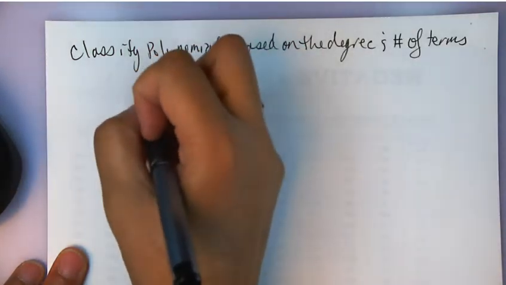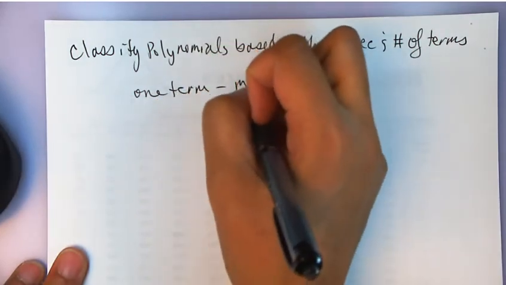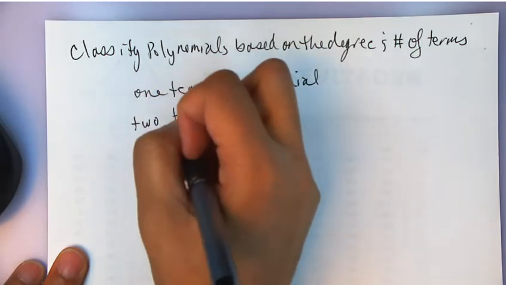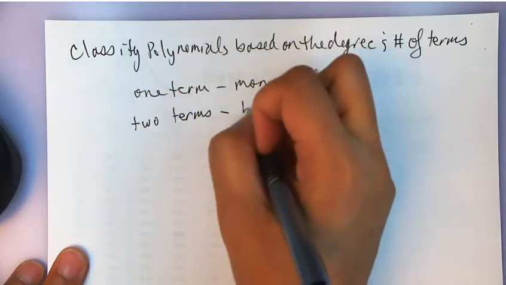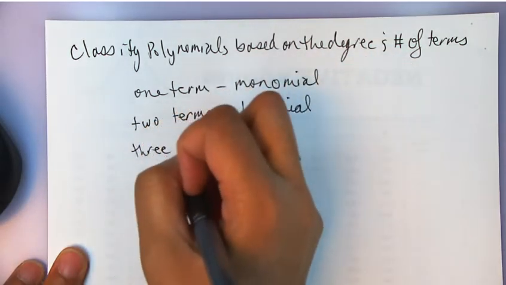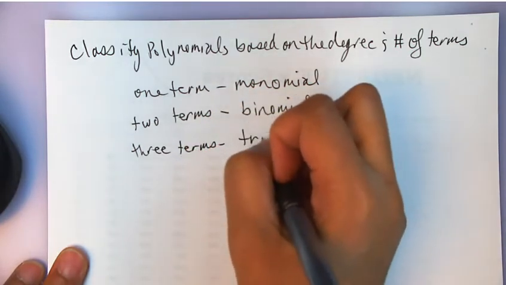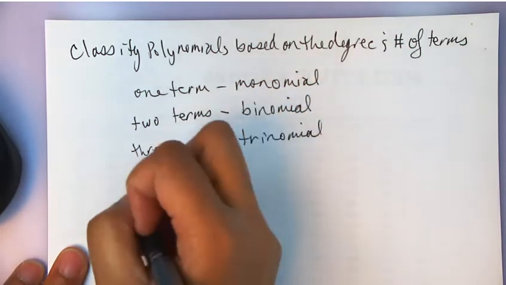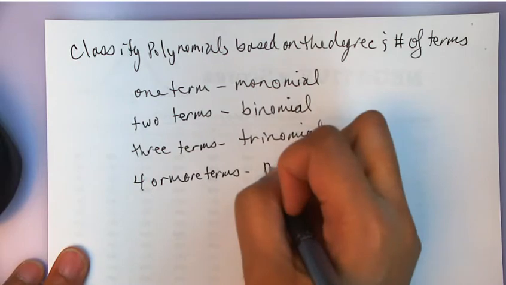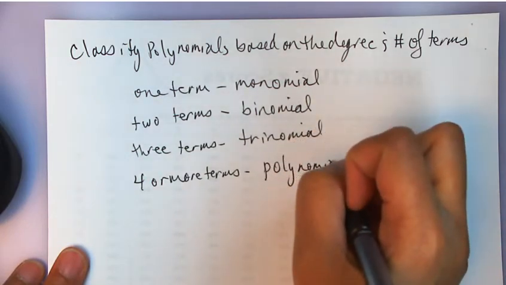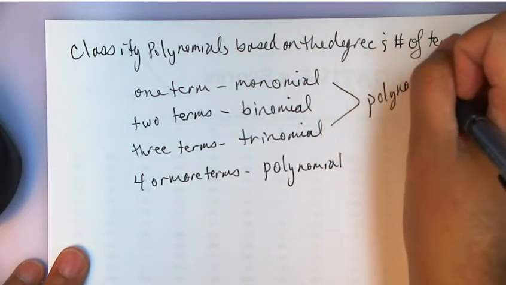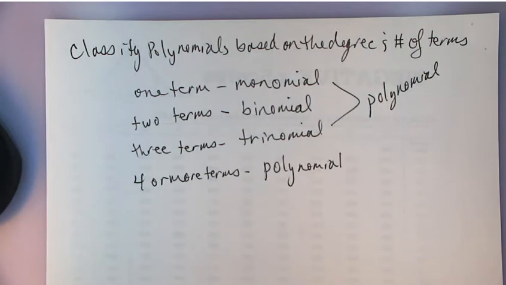One term is called a monomial. 2 terms is called a binomial. 3 terms is called a trinomial. And 4 or more terms, it essentially is what it is, and that is a polynomial. Please know that monomial, binomial, and trinomials are also polynomials. They just have specific names based on the number of terms that they have.